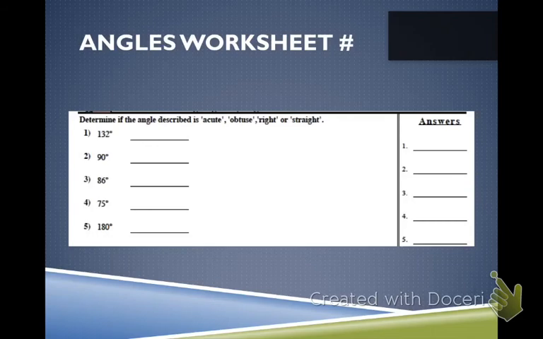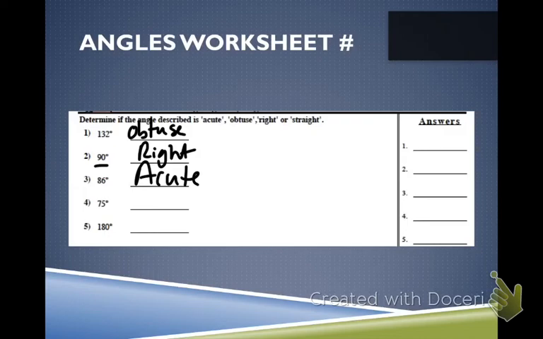Now, our objective said you should be able to identify them based on their measurement and by their image. So we're going to start with the measurement. 132. That is more than 90, less than 180. If we look at our notes, that would make it an obtuse angle. A 90-degree angle. Ooh, that one's pretty easy. That's the L for loser. Yep, that's the right angle. Congratulations. 86 degrees. Well, 86 is less than 90, so it must be a little bit smaller. That's an acute one. Yep.